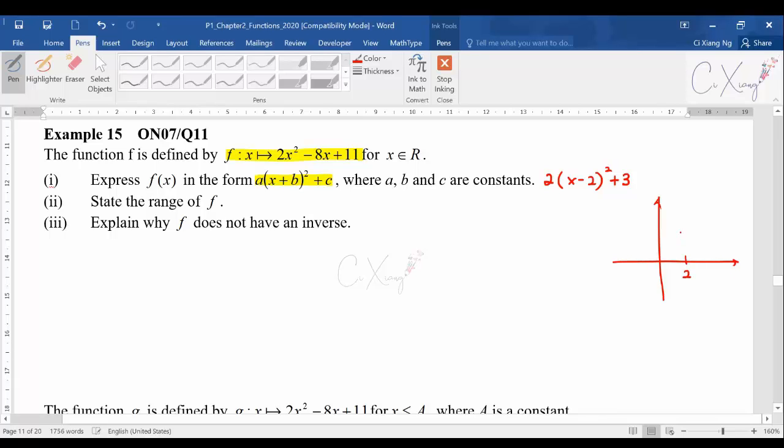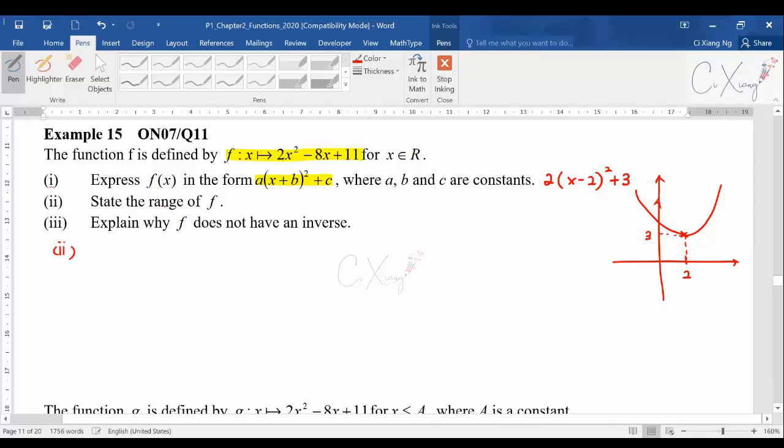Okay, so according to the completing square form that we have, I know that my minimum point is at (2, 3). So this is the original graph for function f(x). To state, only state, right? No need to sketch a graph for them. You only state the value that you think is the answer.